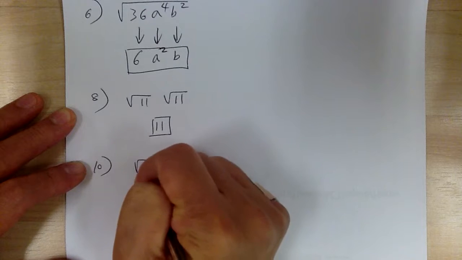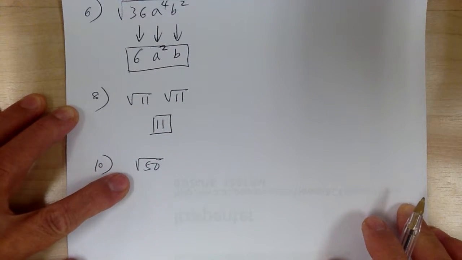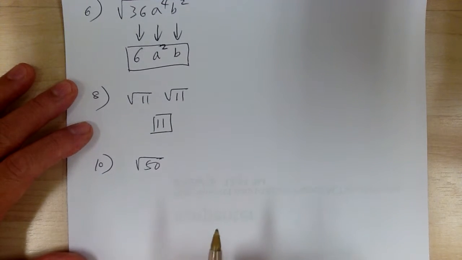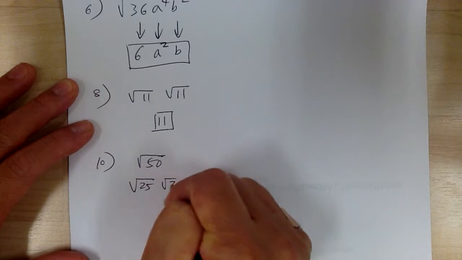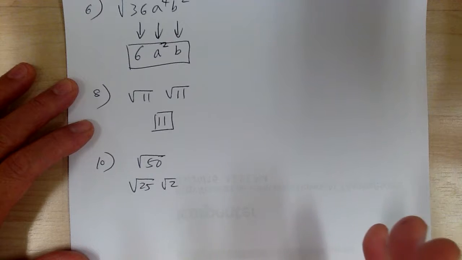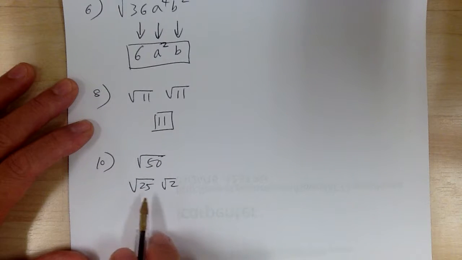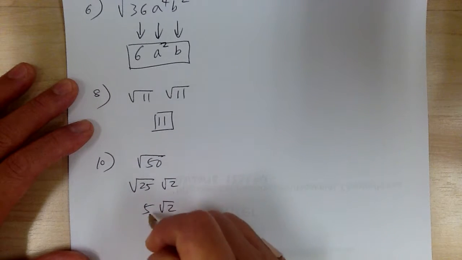Okay, let's go to number 10. You have the square root of 50. Now you have to simplify this. There are 2 methods you can use. One is to separate into perfect squares. So you can make it into 25 and 2. Don't make it into 5 and 10. 5 and 10 is no good, because 5 is not a perfect square and 10 is not a perfect square. So you don't want to make it into 5 and 10. You want to do 25 and 2, and so this becomes 5 square root of 2.